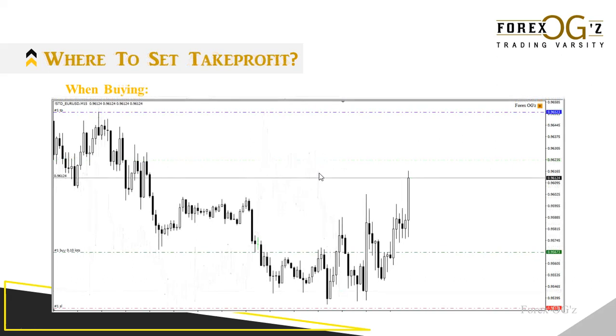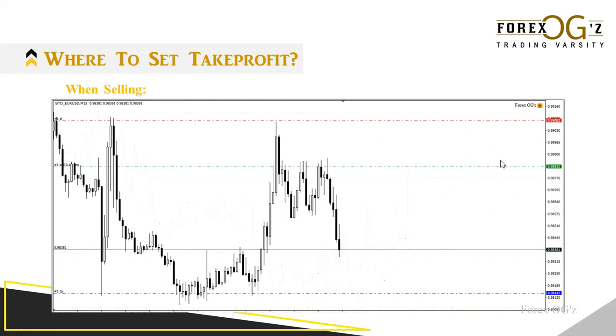Let's look at where to set our take profit. When we are buying, we know that price should trade higher, so we want to set our take profit level above our buying price, right? And if your stop loss is, for example, 50 pips, you want to set your take profit maybe at about 100 pips, right? So your take profit has to be wider compared to your stop loss, so that you make more money when price trades in your direction.